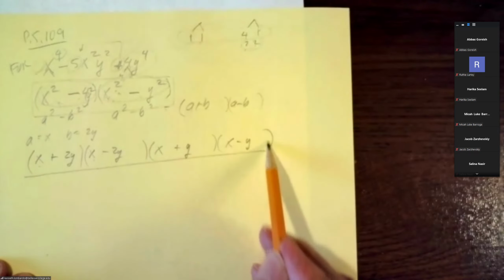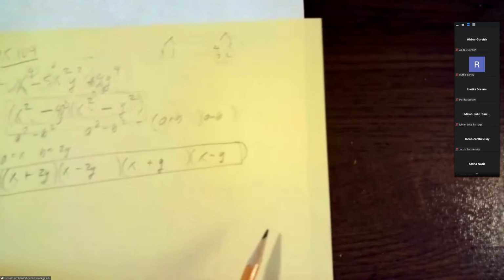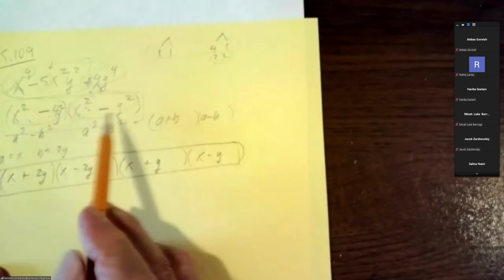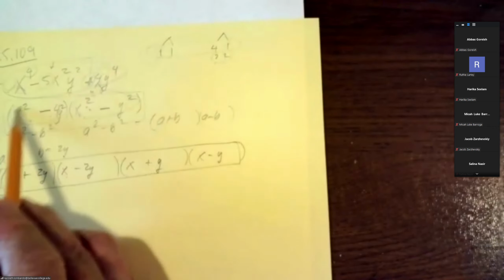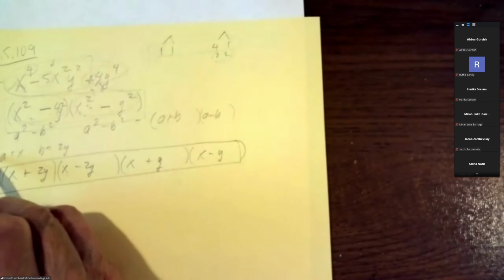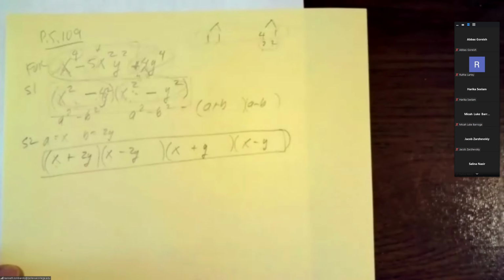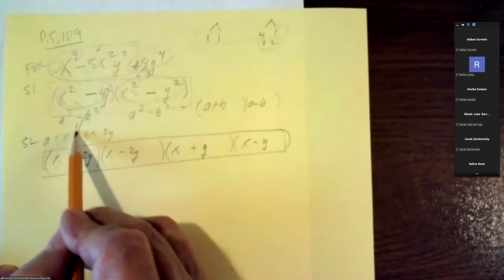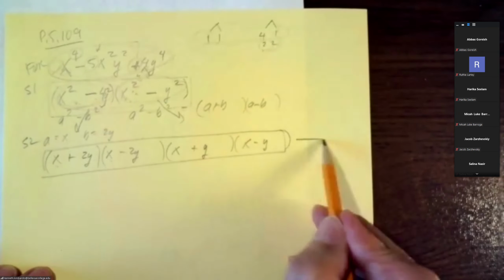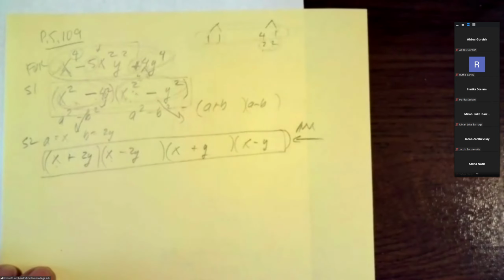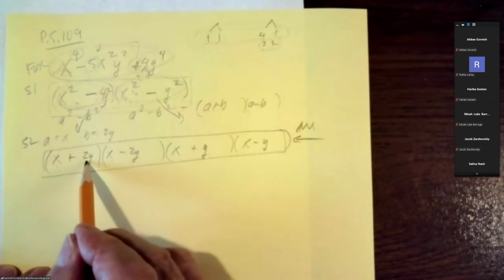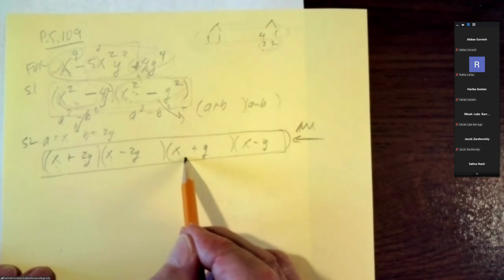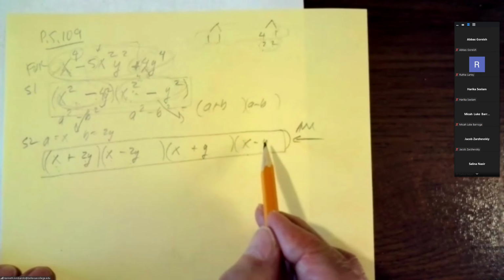So now we've factored completely. We had to do 2 steps. In step 1, we factored the first equation and got this. And then in step 2, we factored both binomials of the second equation, leading to this and to this. So we end up with an answer of the binomial x plus 2y times the binomial x minus 2y times the binomial x plus y times the binomial x minus y.